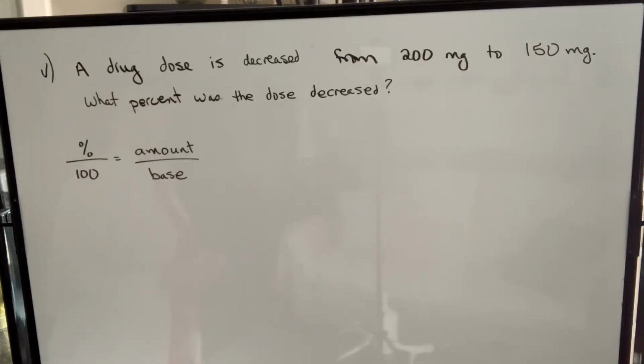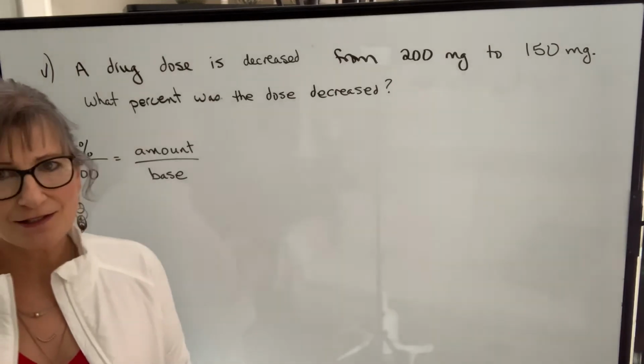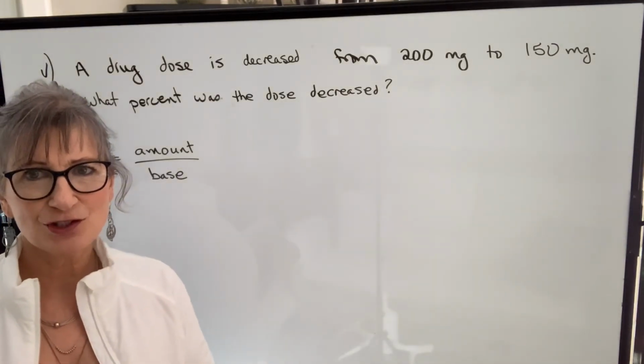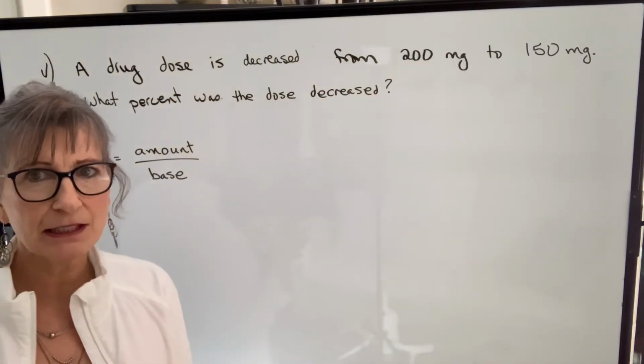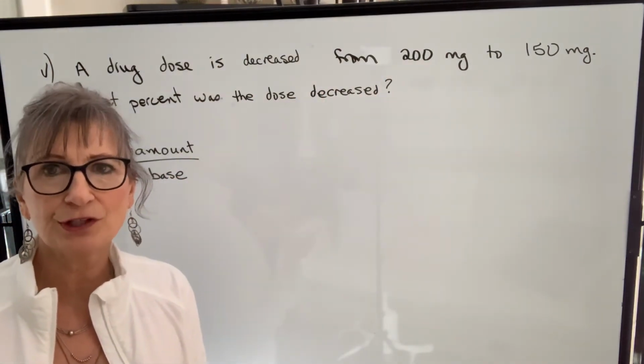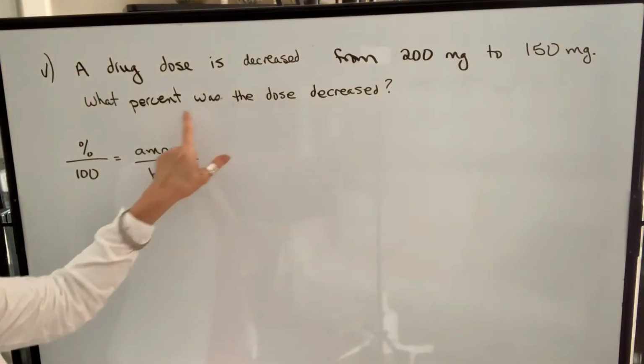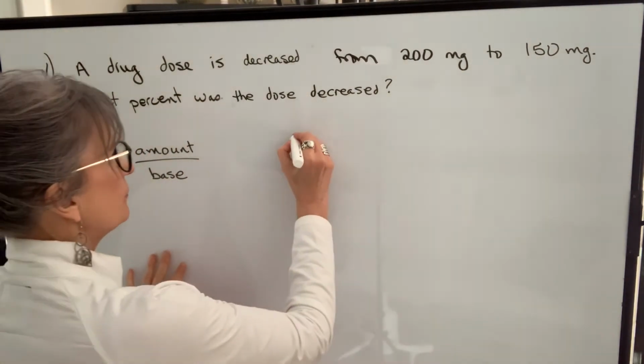A drug dose is decreased from 200 milligrams to 150 milligrams. What percent was the dose decreased? Often I see students just rushing in and plugging numbers into the proportion, but you need to take a minute to think about what they're asking and what they're giving. We know we want to find the percent, so the percent will go over 100.